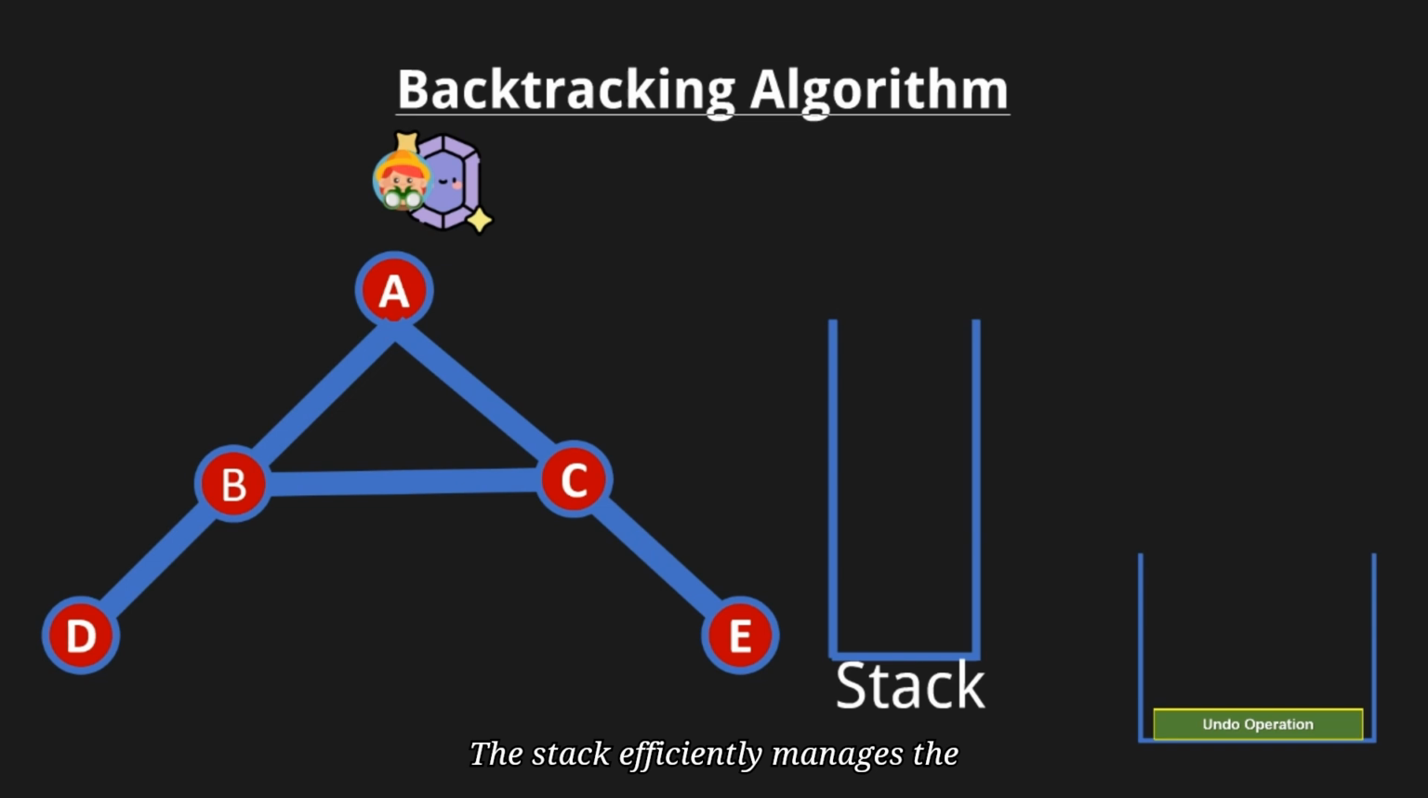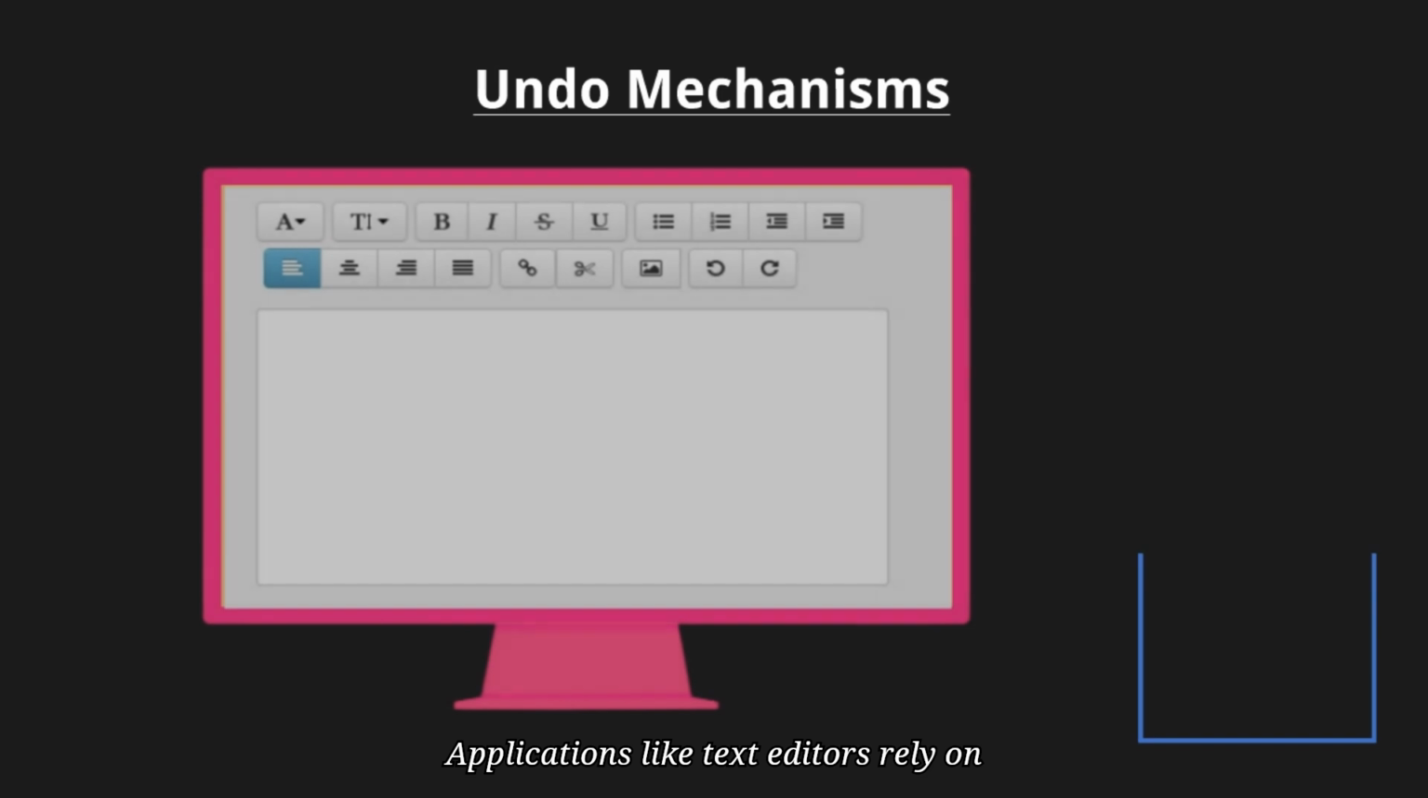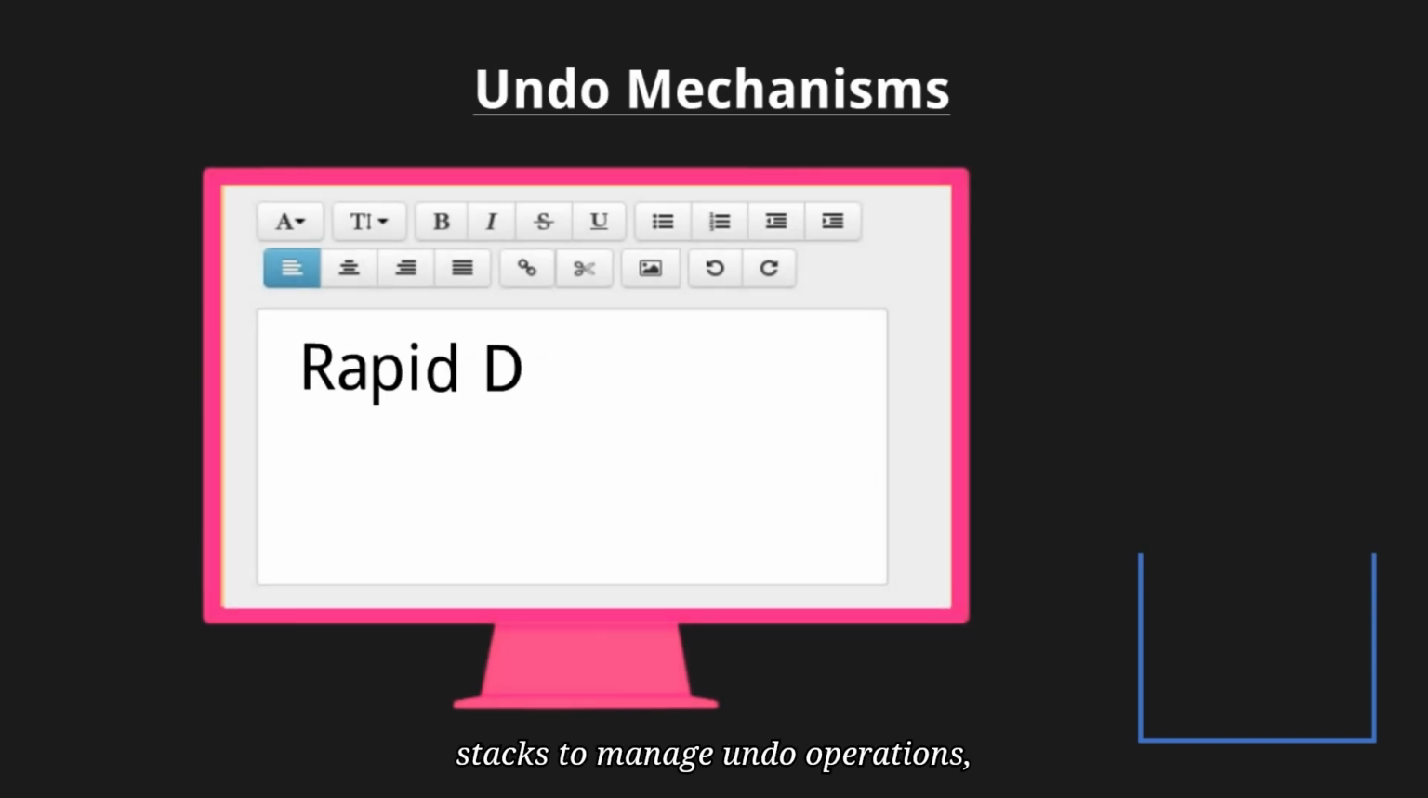The stack efficiently manages the explorer's path, ensuring all routes are explored until the gem is found and the explorer returns to the entrance of the maze. This is how stacks are crucial in backtracking algorithms. Applications like text editors rely on stacks to manage undo operations, allowing you to revert changes easily.